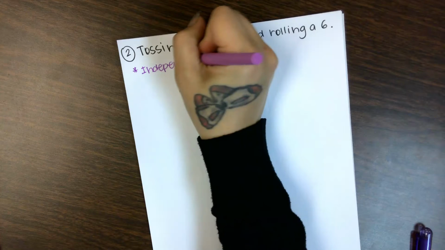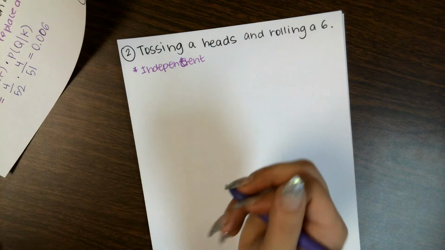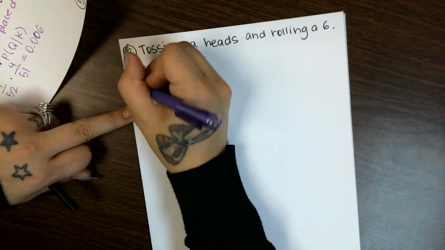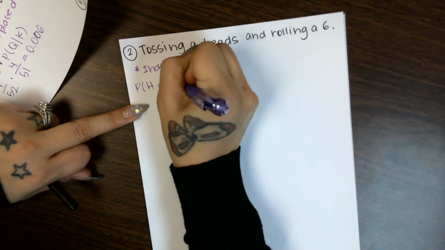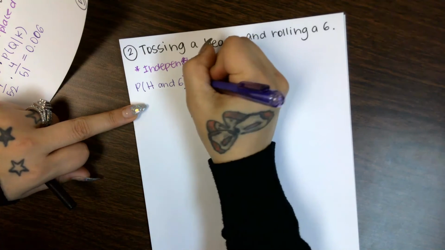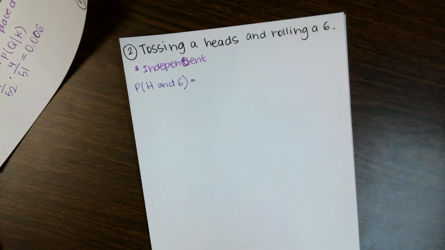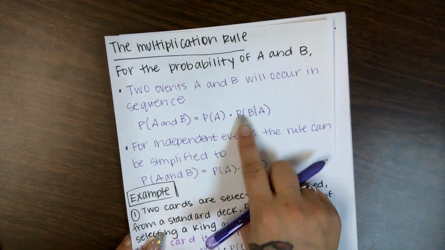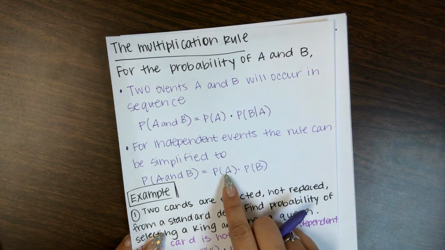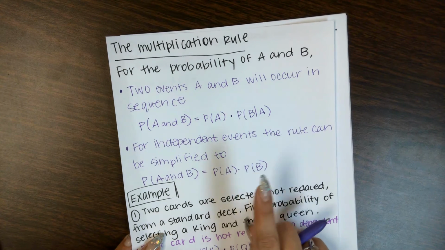Okay, so we have the probability of a heads and a 6. I just looked at both of them and I thought about, does my coin affect my die? And it doesn't, so independent. I look back at the multiplication rule, I look where it says independent, and it says that when they're independent and they're not affected by each other, we don't have to do the probability of the first one and then do the conditional afterwards. All we need is the probability of the first one, multiply it to the probability of the second one.